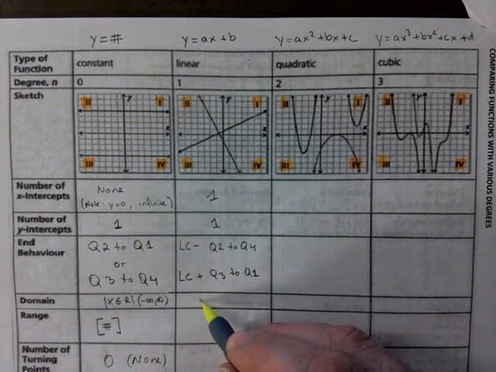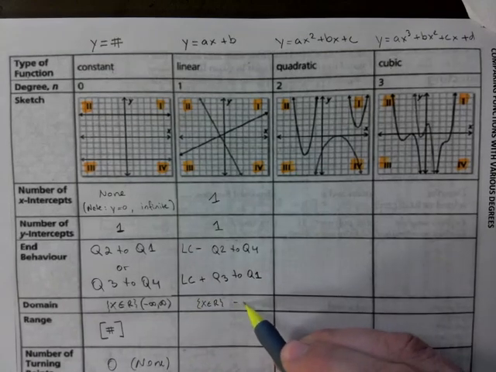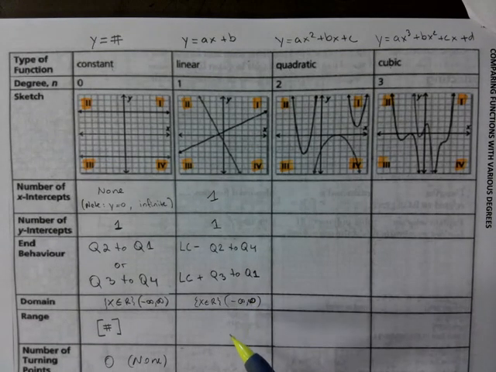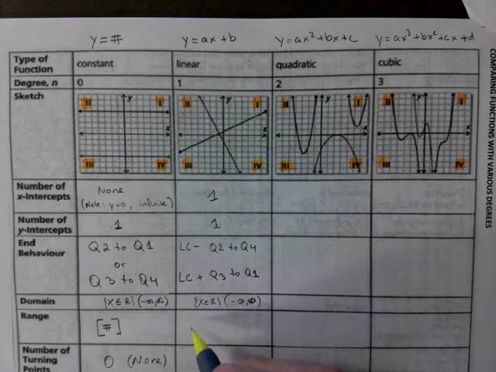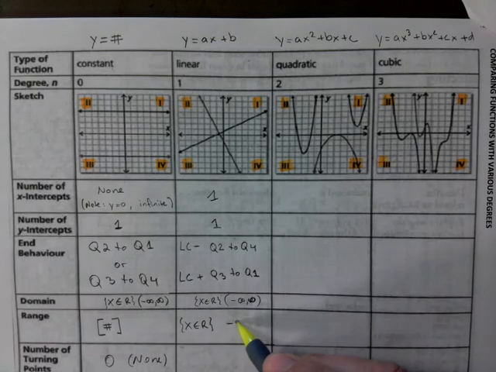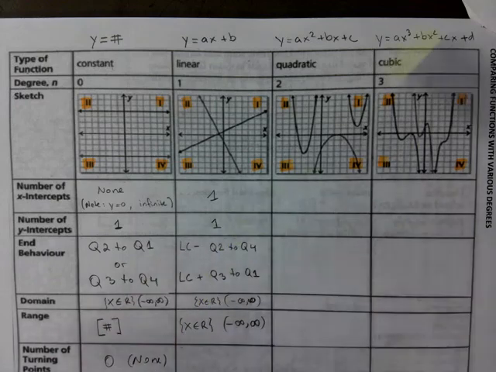The domain is still the same. Nothing changes there. This will change once we do word problems, okay? The range is also all real numbers. So you could go all reals like this. This is the set notation. This is interval notation. Because it will just expand indefinitely all over the place. So all real numbers go.